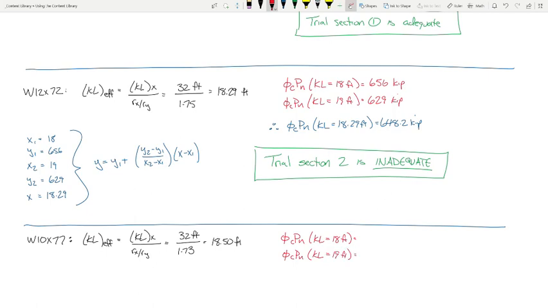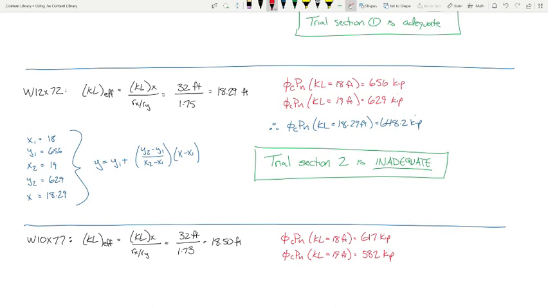So if we're at 18 and a half feet, we need to look up 18 feet and 19 feet. So what do we get for 18 feet and 19 feet? 617 and 587? 582. Sorry, can't read my handwriting. That's okay. No worries.